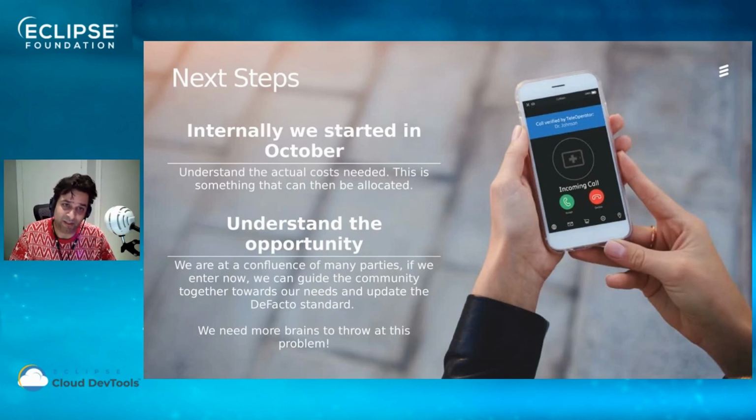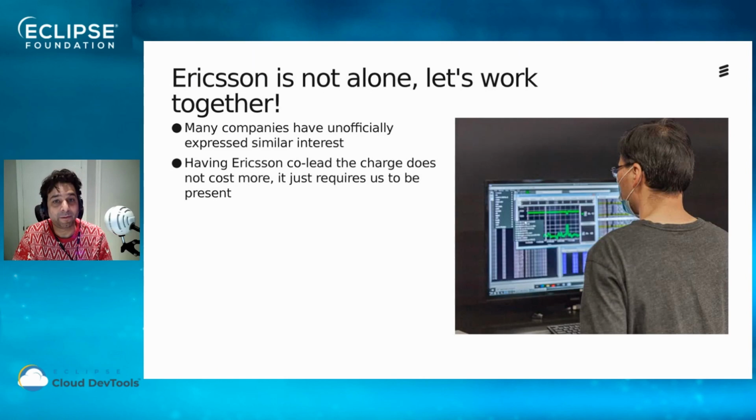Now, what are the next steps? Internally, we started in October. So we're trying to understand our total costs. And we are going to be very transparent with this. But we have to also understand our opportunity. There is a lot of things that are happening now, and this is not just securing OpenVSX. In my opinion, this is securing marketplaces in general. I haven't seen it done yet, and we would be the first. We're the leaders in that. I need to highlight, we need brains more than money at this point on this problem.